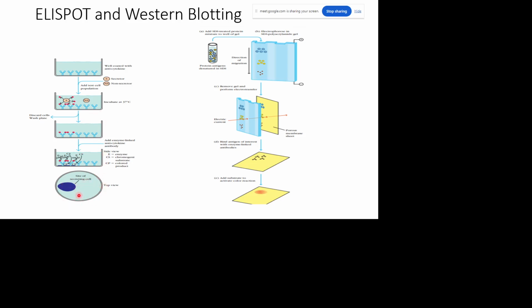So this ELISpot assay is for locating the site of cells that can secrete cytokines, right? Next is Western blotting, which is very simple.